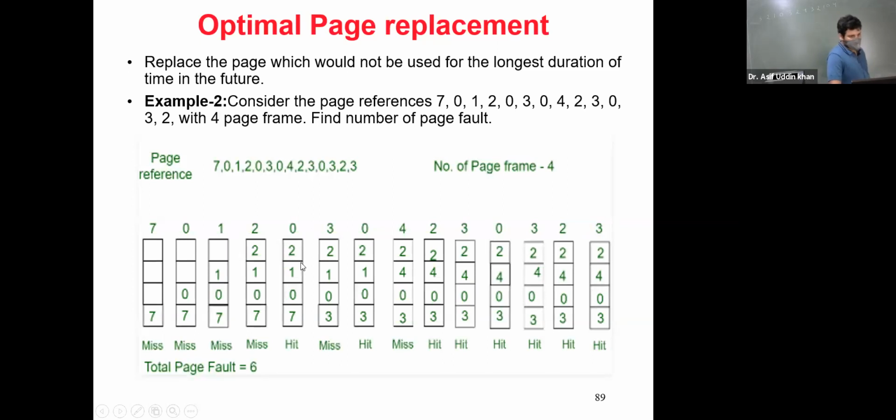Now you have to see, among these 2, 1, 0 and 7, which page is away from this point in the right hand side. In the right hand side, among these 2, 1, 0, 7, which is far away from this? So 2 is here, 0 is here, 7 is not there, 1 is also not there. But 0 and 2 are there, while page number 1 and page number 7 are not there.